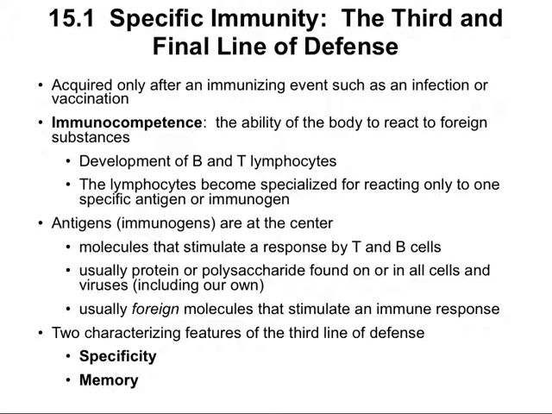There are two characterizing features of this third line of defense. First of all, it is very specific. So the T and B cells learn to destroy only a specific immunogen. And they'll retain a memory of that immunogen so that if it invades again, the immune reaction is very fast.